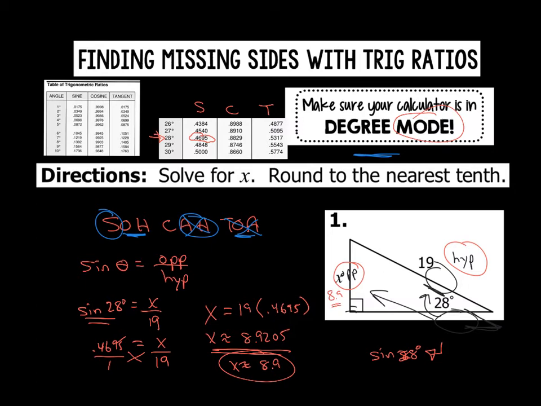And that's how you do it. Notice we can't use the Pythagorean theorem here because we only know one of the three sides. So this is our next fail-safe method. All right, let's try this again.